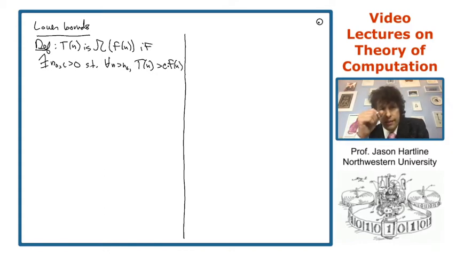Okay, and so just like the big O notation we saw previously for giving asymptotic upper bounds, this big omega notation gives asymptotic lower bounds. In particular, we don't care what happens for small n, only after n is sufficiently large, we want that T of n is at least a constant times our function f of n.